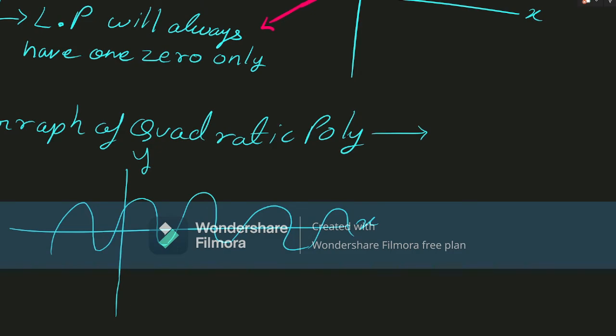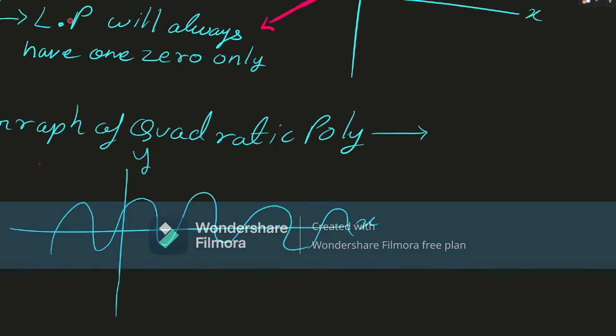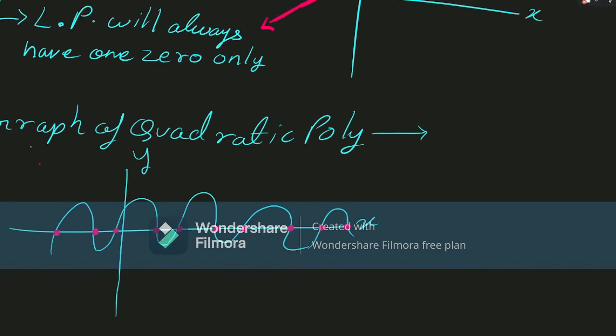Now let's suppose a graph is formed like this. The graph of quadratic polynomial. Okay, it can be like this also. And there's no limit on how many zeros it can have. So, how many zeros are there actually? There's 1, 2, 3, 4, 5, 6, 7, 8, 9, and this 10. So these many zeros can be formed. That's how a quadratic polynomial works.